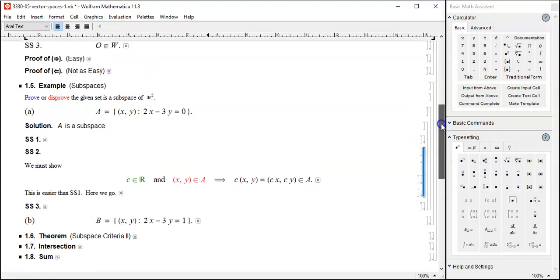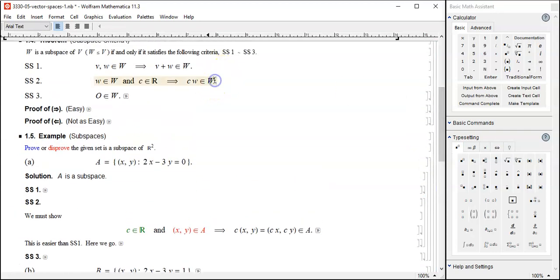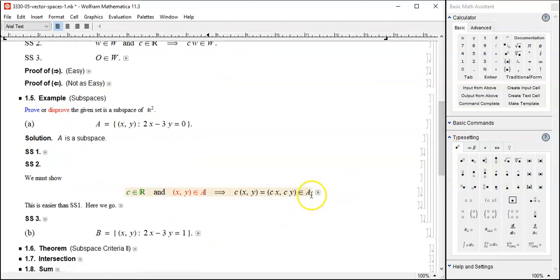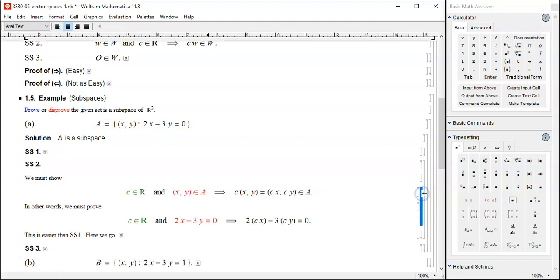Second proof. Let's see. Closure under scalar multiplication. So we need an arbitrary constant c, and then x comma y must be in A. Then the scalar multiplication should also be in A as well. How do I translate this into algebraic form in terms of an equation? c is arbitrary, so nothing here. So this inclusion must have something to do with that. And this inclusion, again, should be coming from this. Ready? Okay, here we go.